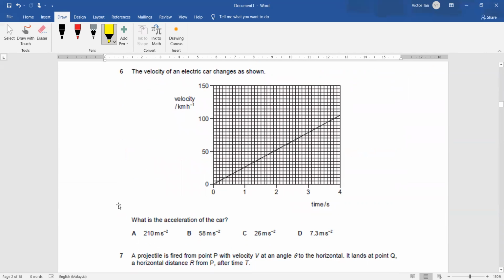The velocity of an electric car changes as shown. What is the acceleration of the car? In this question, acceleration is the gradient. So the gradient is rise over run. So the rise is 105, and the run is 4, so about 26.